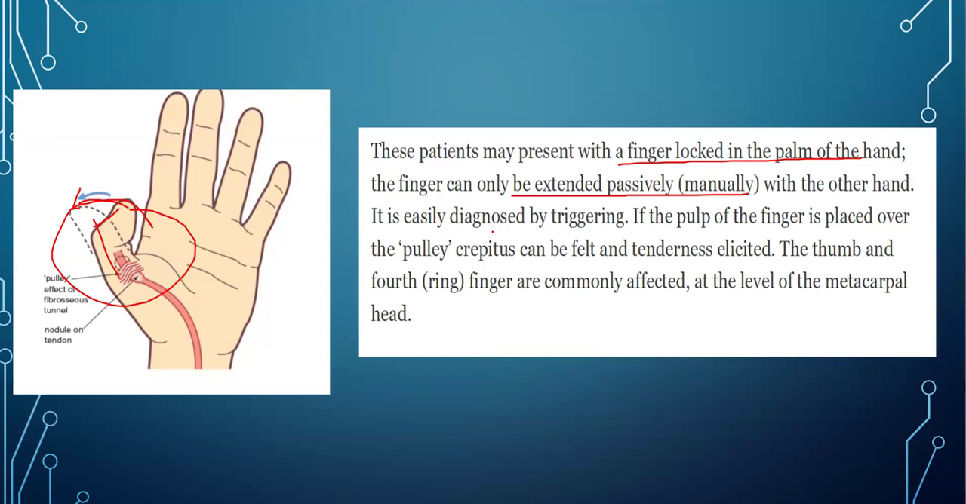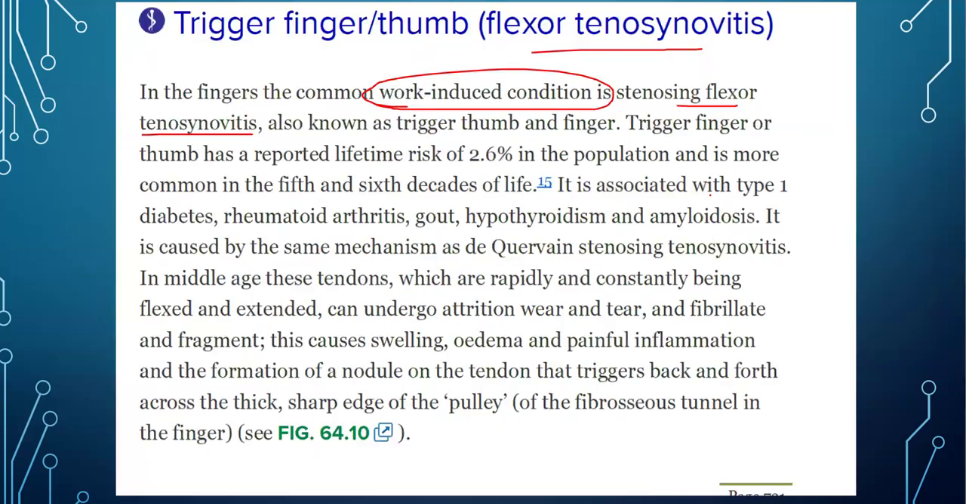So if that is the case, you can diagnose this just by looking at it. Sometimes they even have nodules that develop on the tendon, and you might even be able to feel this nodule on the palm. So trigger finger is commonly associated with type 1 diabetes, rheumatoid arthritis, gout, hypothyroidism, amyloidosis. In middle age, these tendons, which are rapidly and constantly being flexed and extended, sometimes can have wear and tear, and then it forms this painful swelling and a nodule.